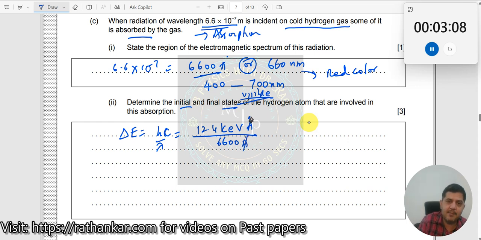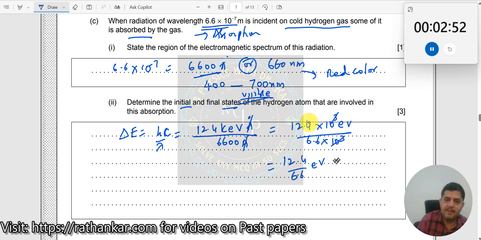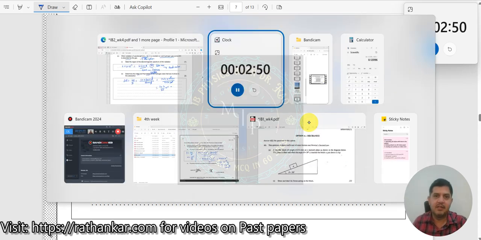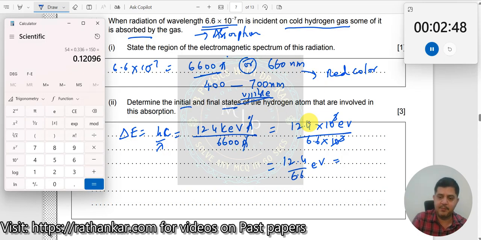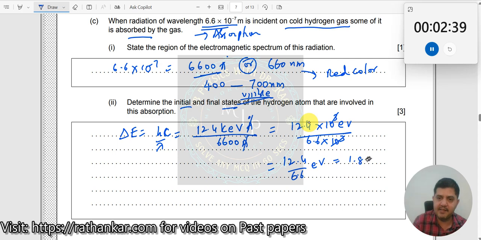Angstrom goes away. I can now write this as 12.4 into 10 cube electron volt divided by 6.6 into 10 cube. So this 10 cube also goes away. What am I left with? 12.4 divided by 6.6 electron volt. So what is this value? It becomes easy for us when we adopt these kinds of shortcuts instead of using calculators every time. 12.4 divided by 6.6 is 1.878, which is 1.88 electron volt.